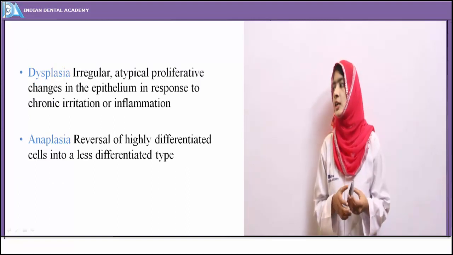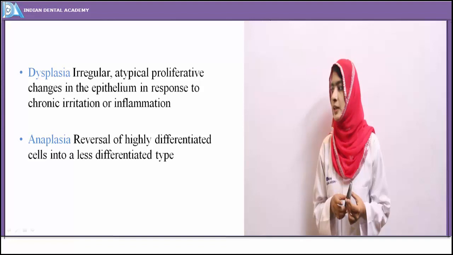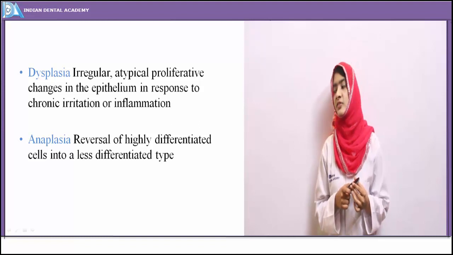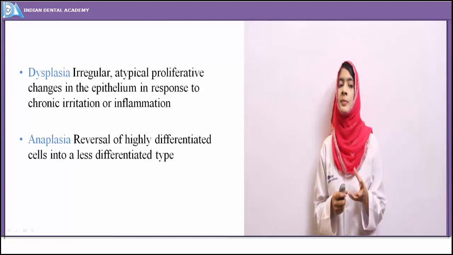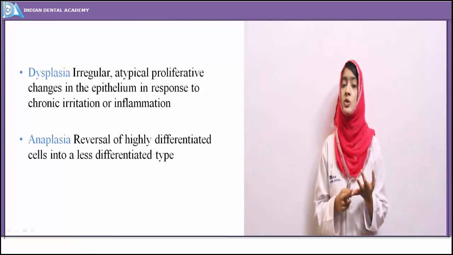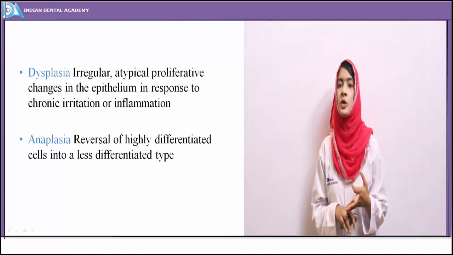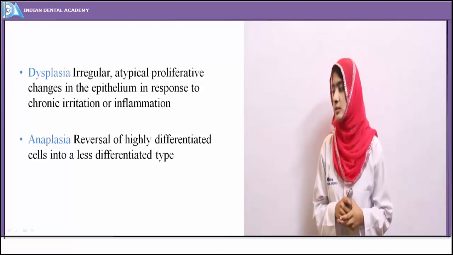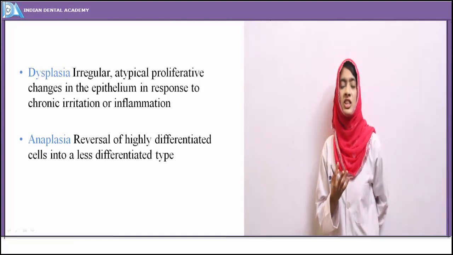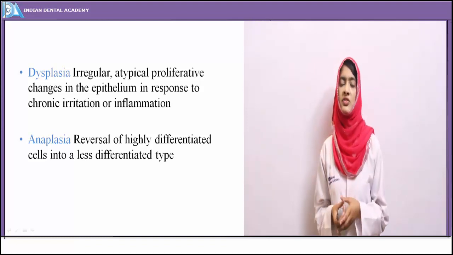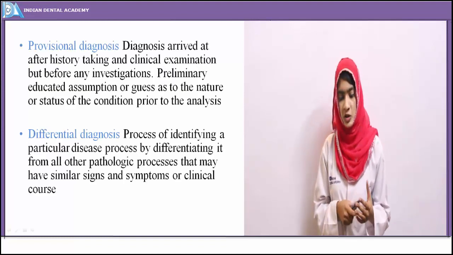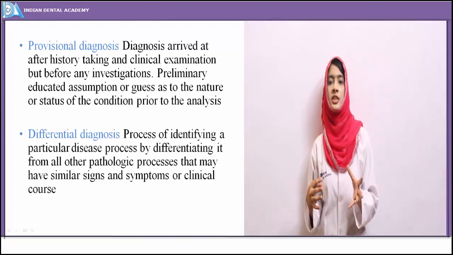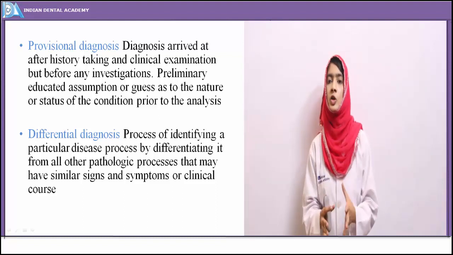What is dysplasia? Dysplasia is nothing but irregular atypical proliferative changes in the epithelium seen in response to chronic irritation or inflammation. Basically the cell sizes are disrupted, there is an increase in the nuclear cytoplasmic ratio, an increase in nucleoli, and the number of mitotic figures may appear increased. There is some change occurring at the cellular level. Anaplasia is basically the reversal of a highly differentiated mass of cells into cells of a less differentiated type. I have discussed the common clinical terms and common histologic terms which we use for describing any neoplasm.